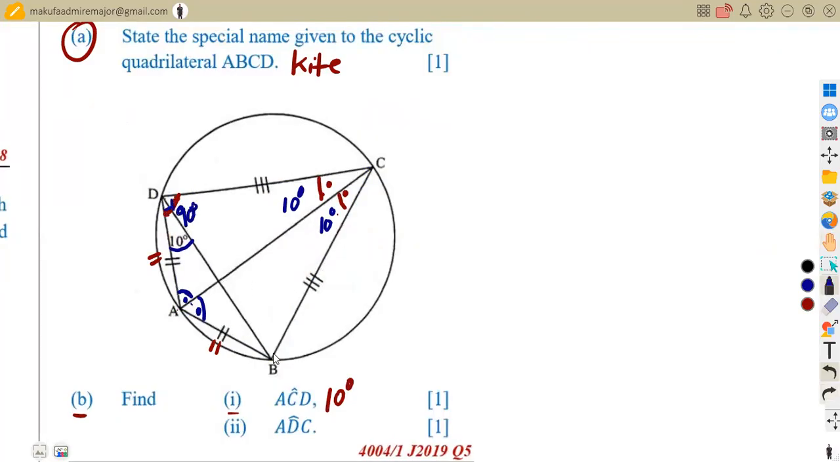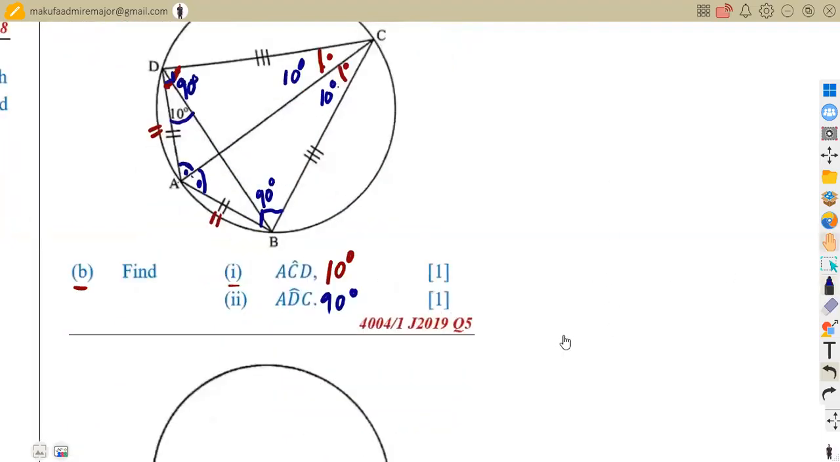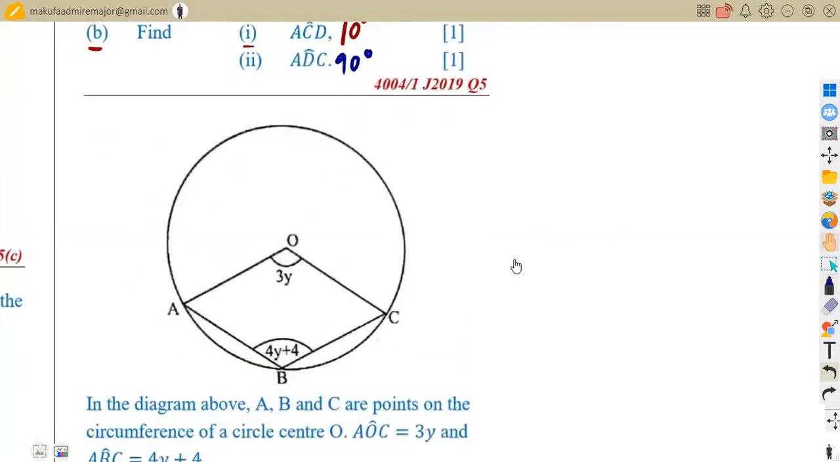Angle subtended by a diameter, which is the same as the angle at B. Automatically, this angle is going to be what? 90 degrees. Angle subtended by what? By a diameter. At the circumference, it's going to give us what? 90 degrees. All right, so that was the part of our question.